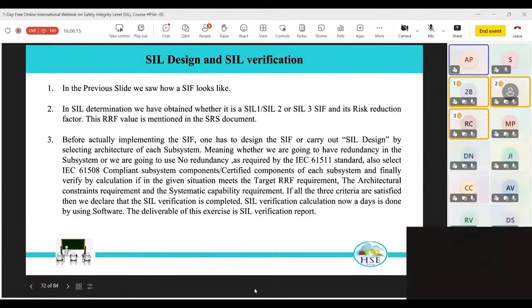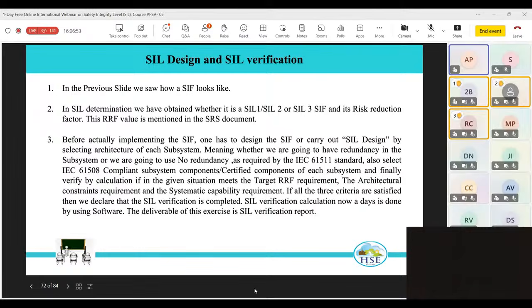Okay, so for a SIF to qualify as the required SIL 2 or SIL 3, there are three criteria. One is that the RRF requirement has to be met. Second is that the architectural constraint requirements have to be met. That is, in the case of SIL 3 systems, we need to have redundancy, that is, HFT has to be 2 out of 3 or 1 out of 2. HFT is the hardware fault tolerance requirement. So that architectural constraint requirement has to be fulfilled. And third is systematic capability.